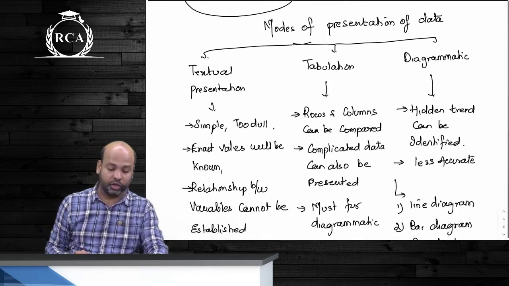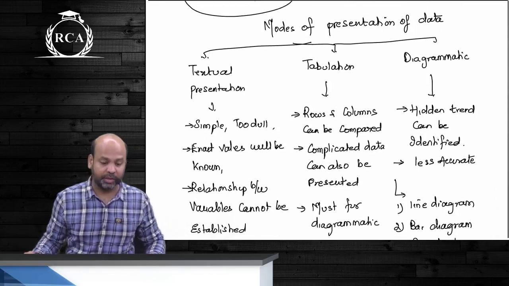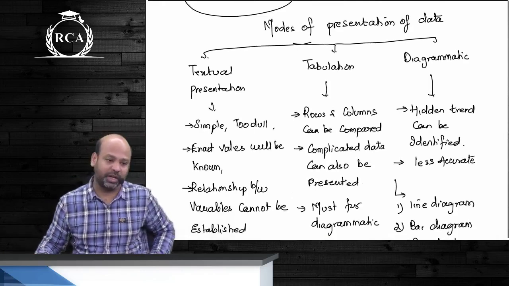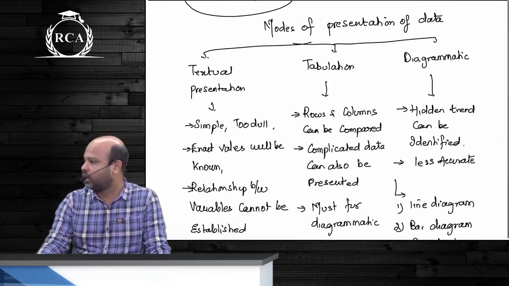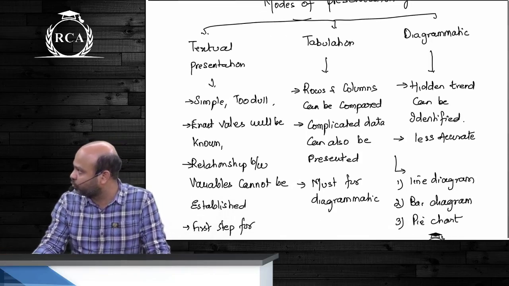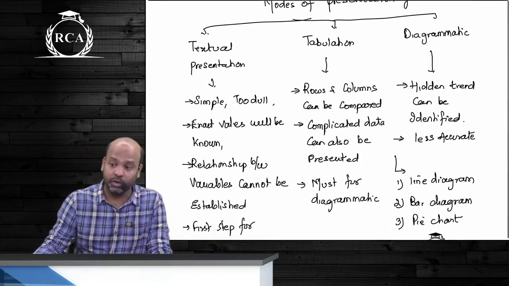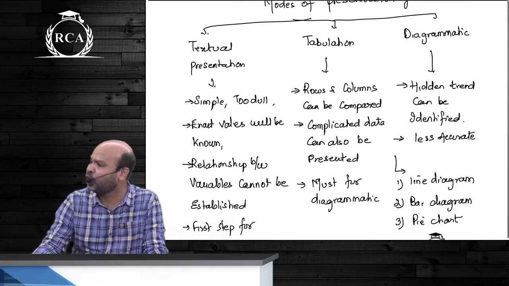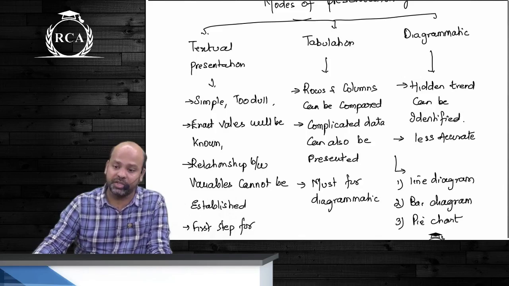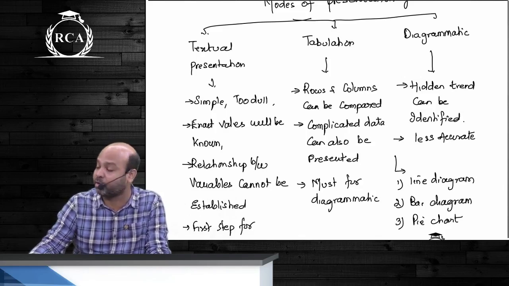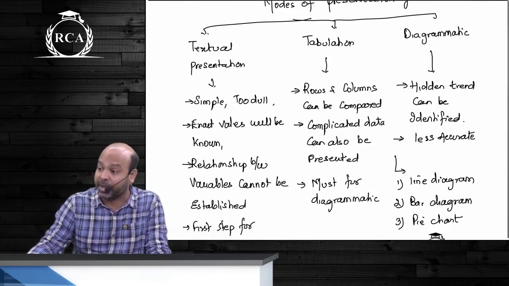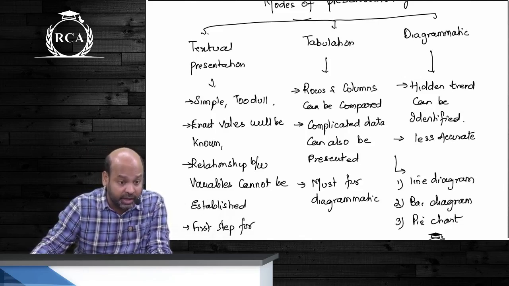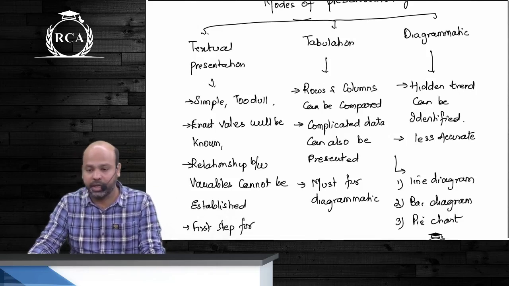Modes of presentation of data: you have textual presentation, tabulation and diagrammatic representation. Under textual presentation I told you that you present information using text. Here it says it is very simple but dull, but you will know the exact value both under textual presentation as well as under tabulation. You will not be able to establish a relationship between the values, or comparison is not possible under textual presentation. Comparison is still possible under tabulation, but you will be able to identify hidden trends under diagrammatic representation.